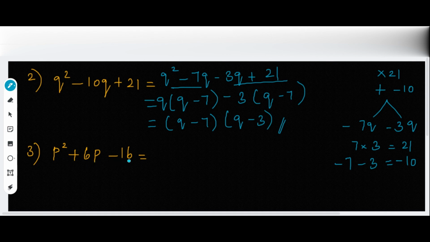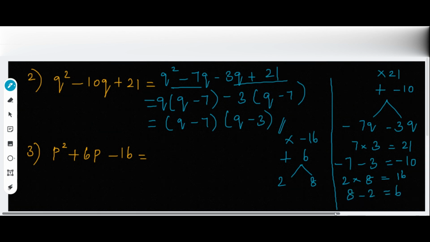Okay, then p square plus 6p minus 16. Here your product is negative 16, and your sum is positive 6. So what are the numbers? 2 eights are 16, right? But here negative is given, and here positive 6. 8 minus 2 is 6, right? So the numbers are plus 8 and negative 2. Negative 2 and positive 8: 2 eights are negative 16, and negative 2 plus 8 is positive 6.